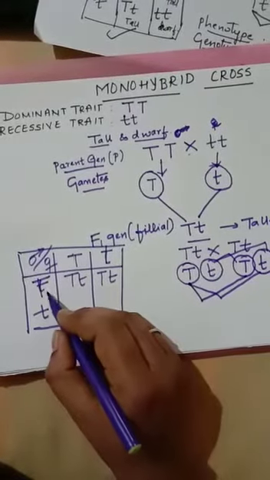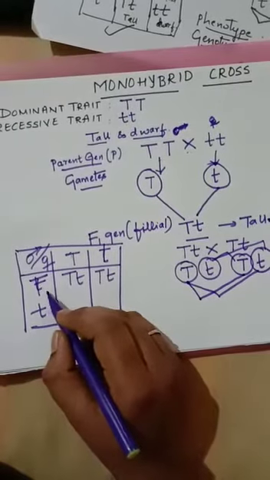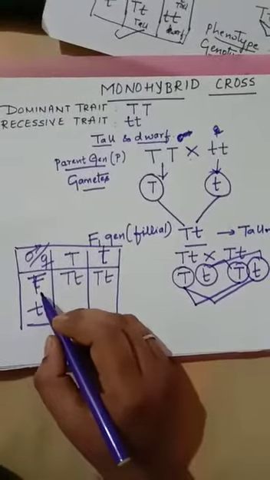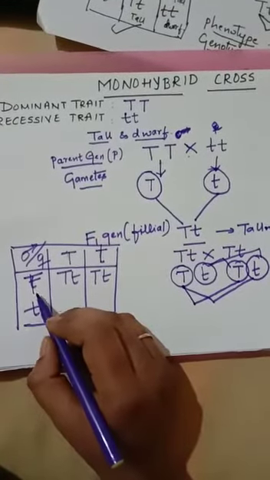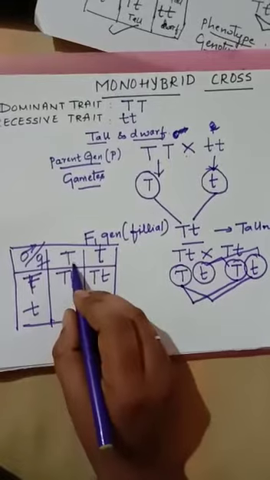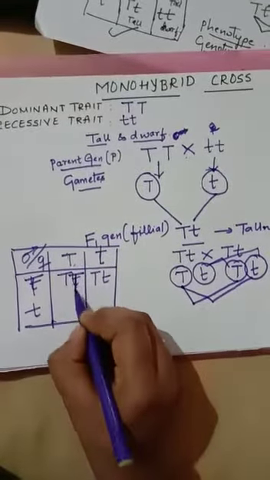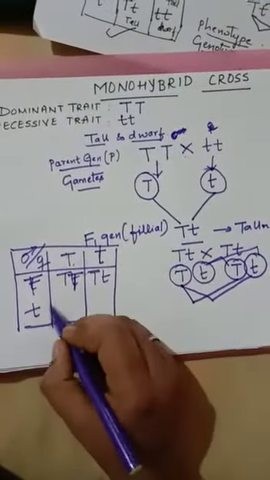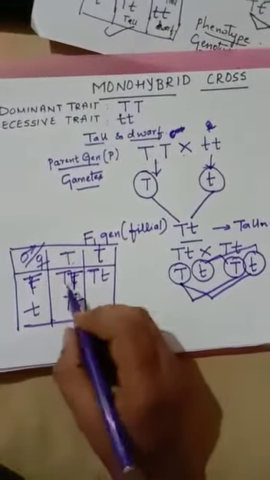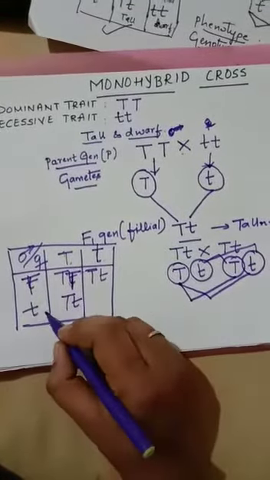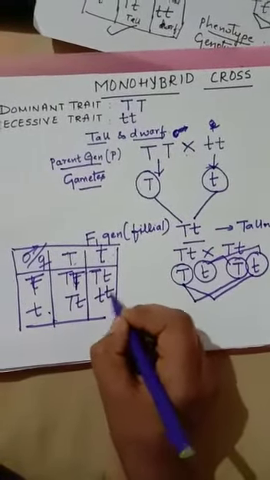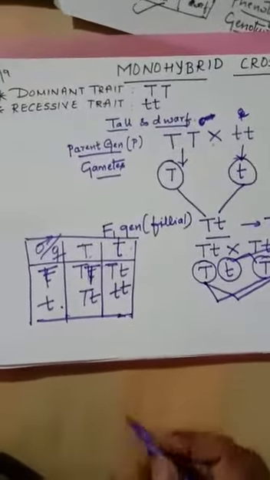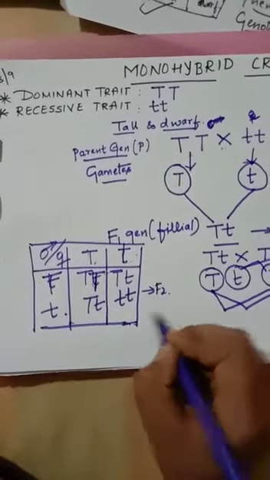So what are we getting? We can see here capital T with capital T, it is capital T and capital T. Capital T with small t, it is capital T and small t. Again capital T with small t, it is capital T and small t. Small t with small t, it is small t and small t. Now you can see different characters in the F2 generation. This is the F2 generation, right?